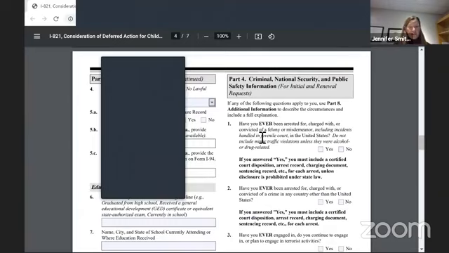So this one is a pretty broad question. It wants to know if you've ever, in all of your life, ever been arrested, charged with, or convicted of any type of incident. The only things that don't apply here are minor traffic violations. And even those can count if they involved alcohol or drugs.